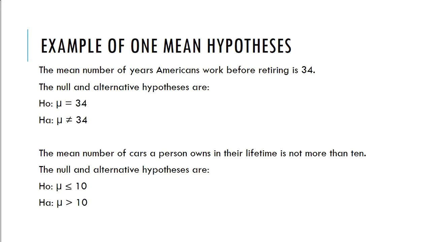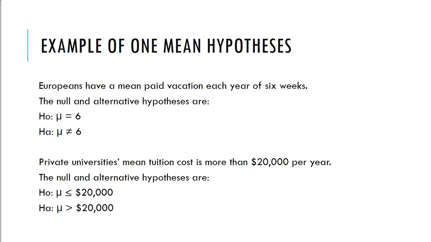The next example is: the mean number of cars a person owns in their lifetime is not more than 10. So what does that mean? It means the number of cars you own in your lifetime will never be greater than 10. It can be equal to 10, but it will never be greater than. Because it's saying less than or equal to, I need to put that in my null. So as you can see here, the mean is less than or equal to 10. That makes the mathematical opposite for the alternative: the mean is greater than 10.